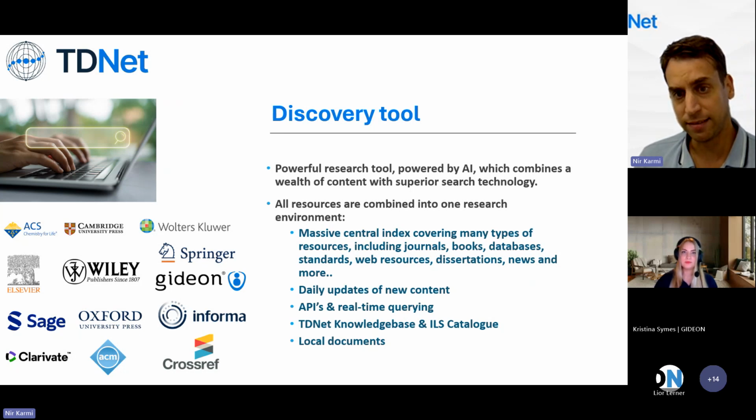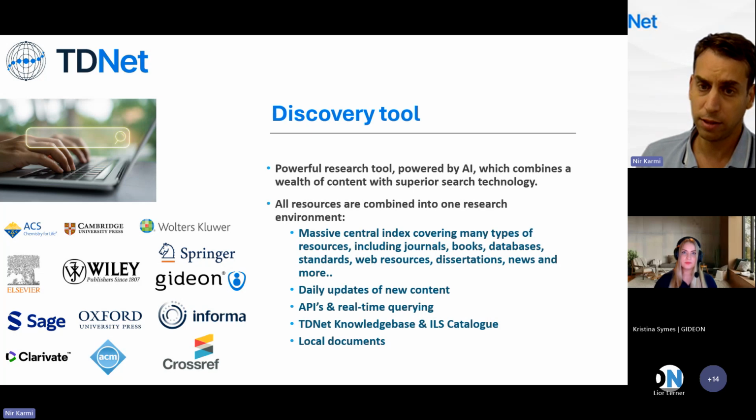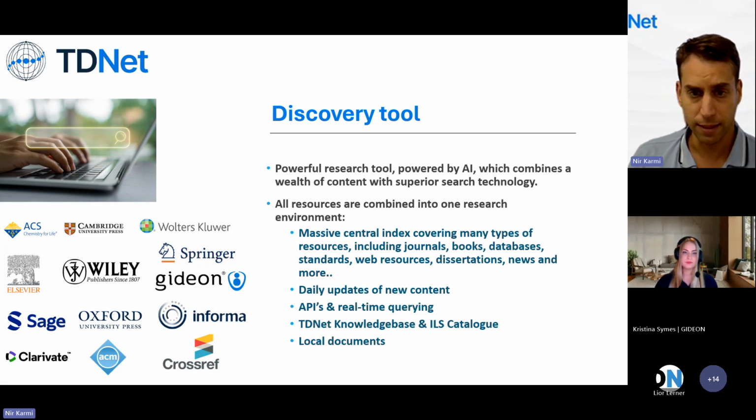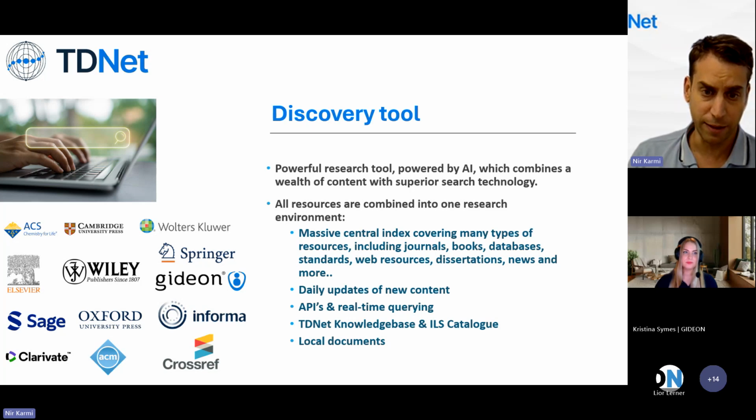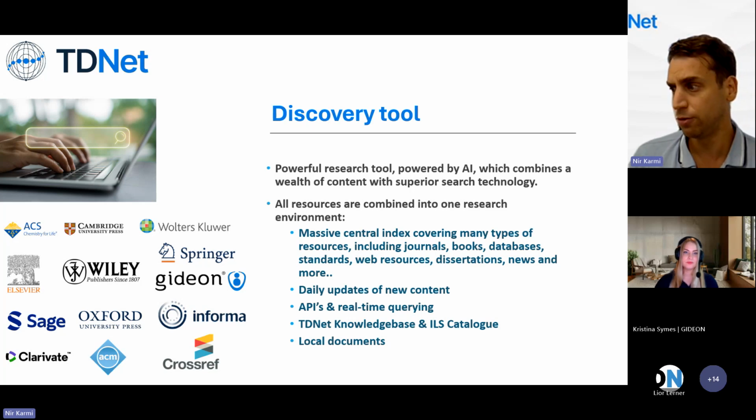This is our central index that covers many types of resources, including journal articles, reports, books, information from databases, and more from many different providers. Through direct feeds we have with publishers and content providers like GIDEON, we are able to do daily updates of new content. So whenever new content is available, it is directly fed into our platform.